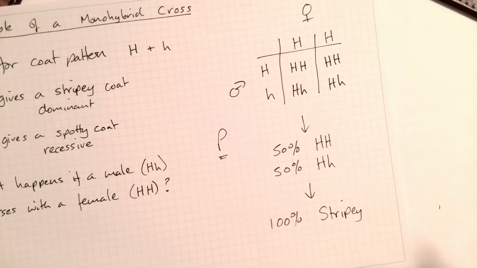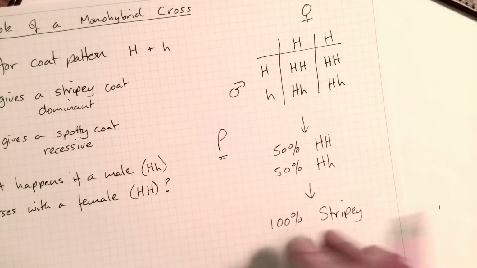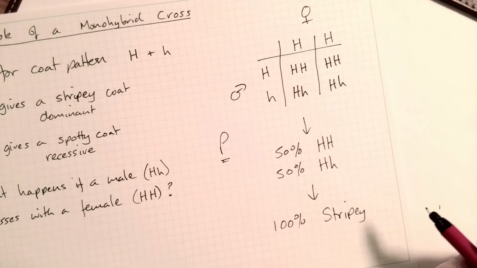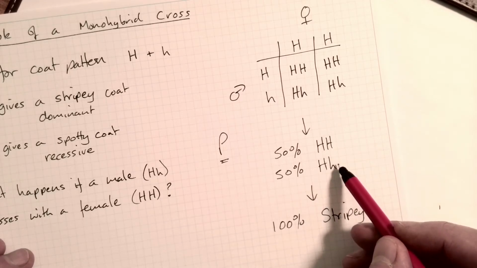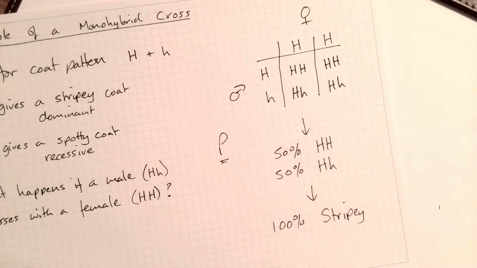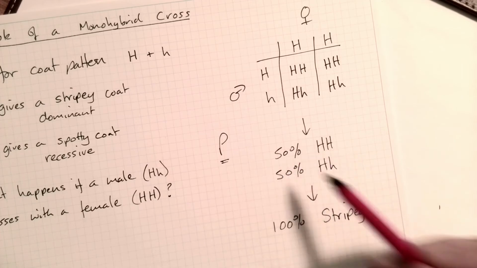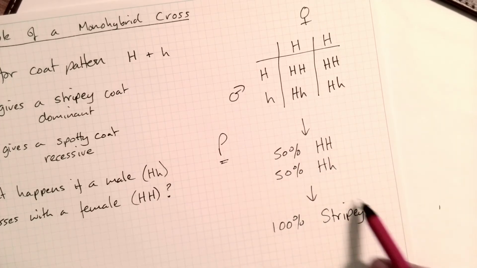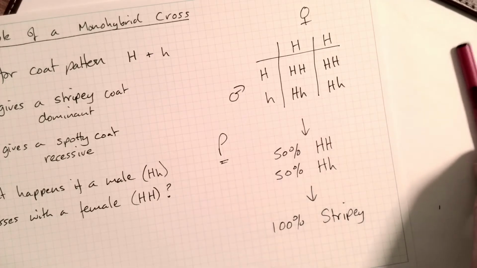Say I'm a breeder of these animals and maybe they're pets or something, and I want to produce spotty ones for my pet shop and sell them to people who like spotty rodents. Then I have to somehow figure out how to get myself some little h individuals. And they're hard to spot because the little h allele is in here, but none of my offspring are spotty. They are all stripy. So what do I do? Well, that's a problem that we're going to look at in our next video.